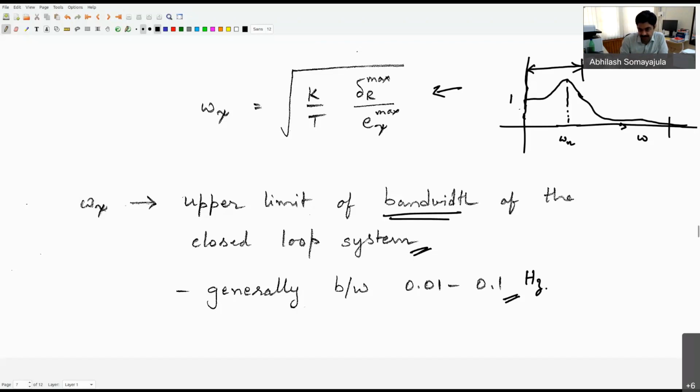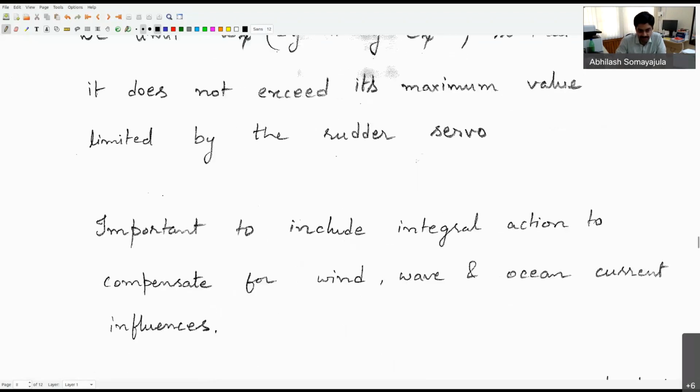In fact, I can find specific expressions for the bandwidth, and we'll take a look at that in the coming lectures. We'll see that in a few minutes.